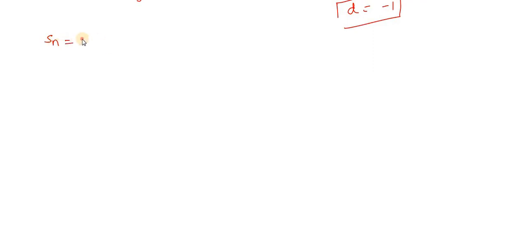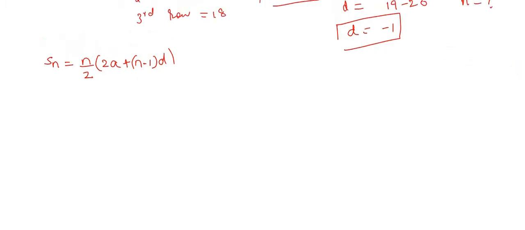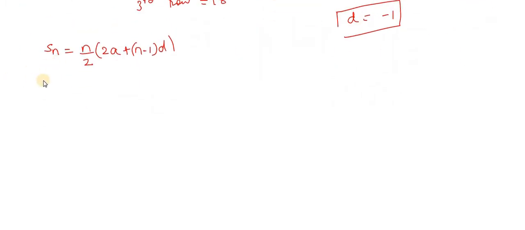Sn is equal to n by 2 into 2a plus n minus 1 into d. Sn we just wrote, that is 200, so replace it here with 200. Write n by 2 as it is, then 2 into the a value, which we just found is 20. We don't know the n value, so write as it is, n minus 1 into d. The d value is minus 1.